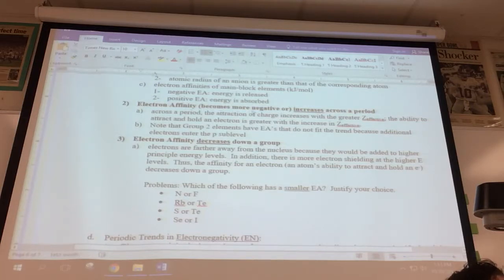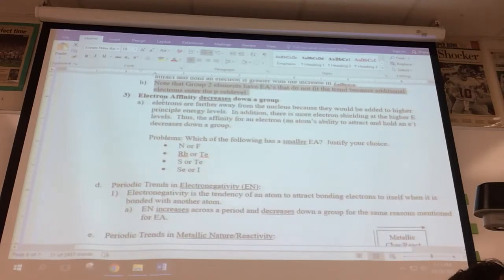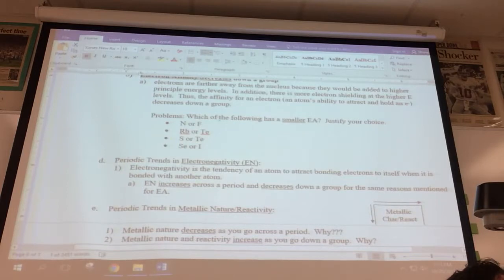So across a period, the attraction of charge increases with the greater effective nuclear charge. So the ability to attract and hold an electron is greater. There are some anomalies. I'm not going to go into the anomalies because I think it's too tricky at the honors level. Down a group, the ability to attract and hold the electron decreases for the reasons we mentioned. So let's take a look.